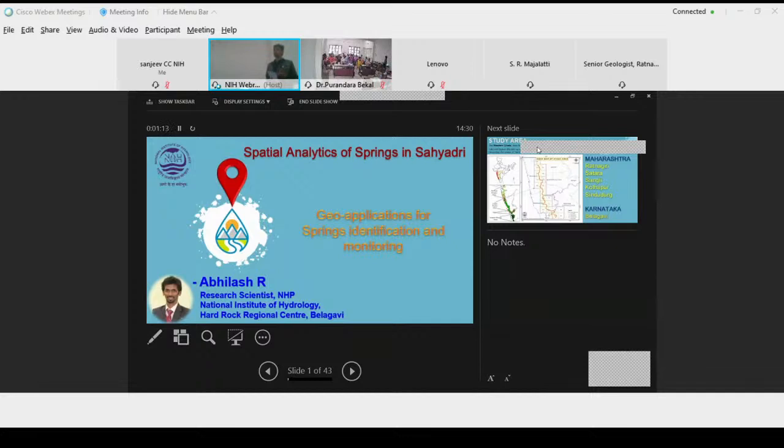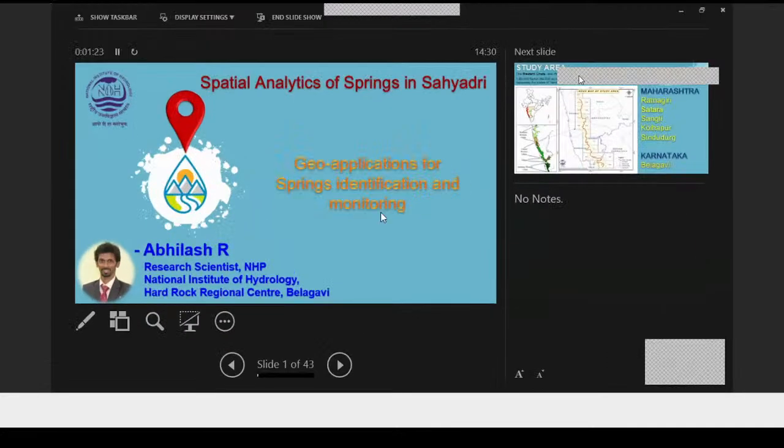How you can monitor the springs, or for that matter, let us not confine ourselves only to springs. Let us say for any water sources, maybe for drinking water supply or any other uses, how we can make use of technology for harvesting the water resources, whichever is available, and how to explore the inventorization of water sources. So here I'll be more focused on spatial analytics of springs in Sahyadri, that is the Western Ghats.